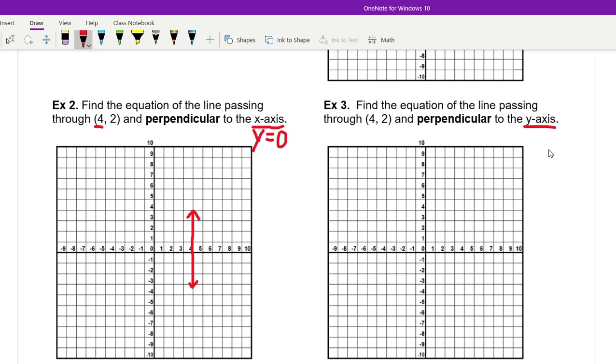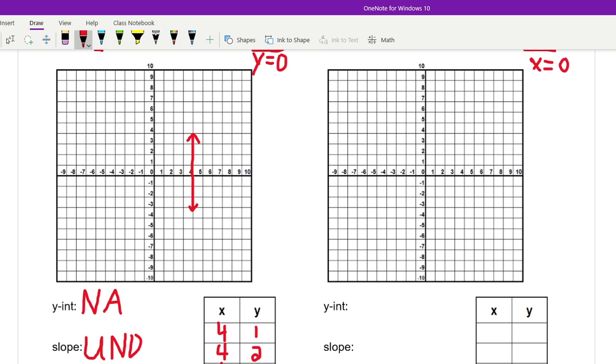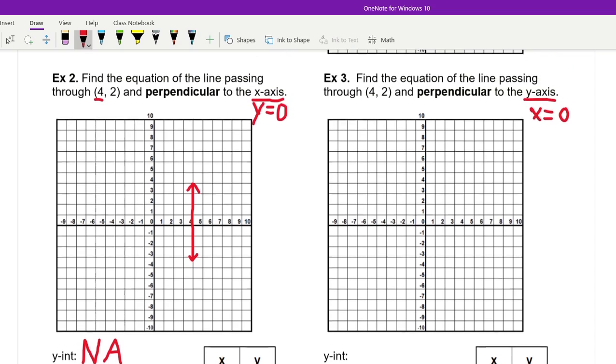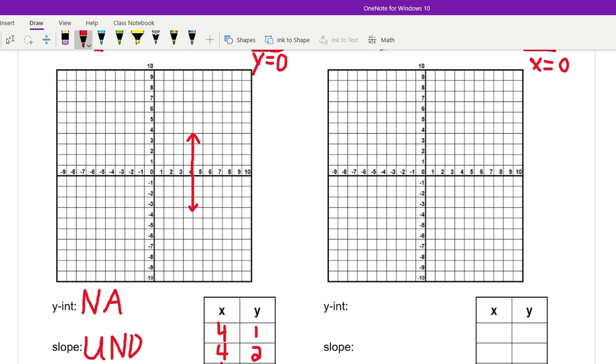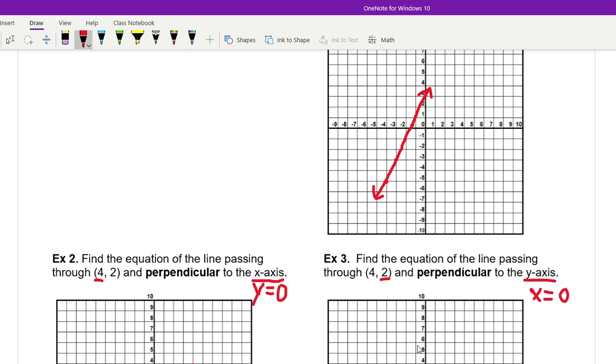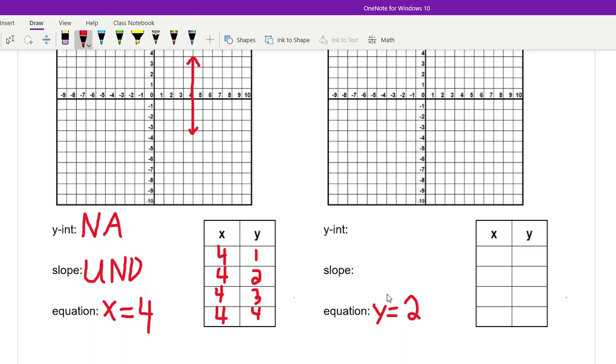Same concept works with our y-axis. Our y-axis has an equation of x equals 0. That means that the opposite from undefined slope would be a 0 slope, an equation that says y equals the point's y value that we want to go through. So with this, we actually have a y-intercept value of 0, 2. And our slope will be 0.